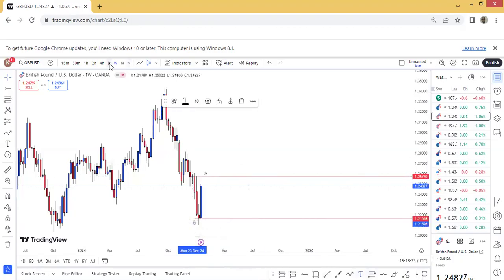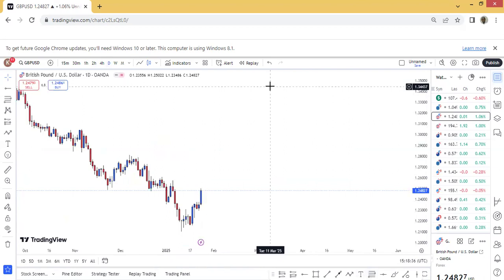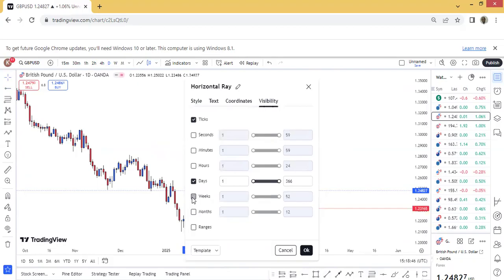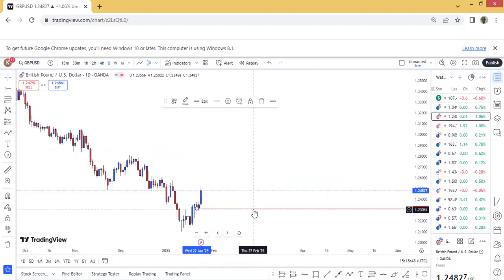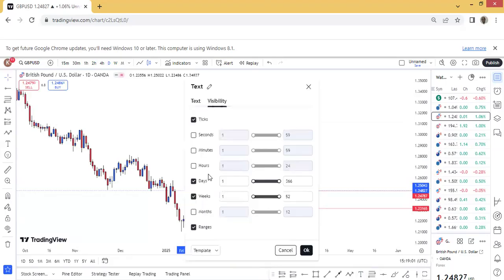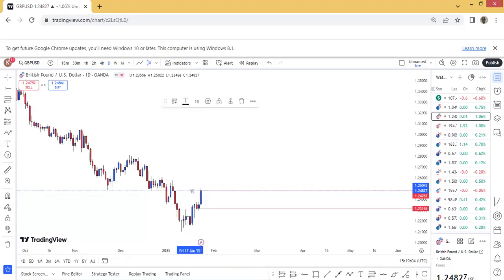So quickly we go to the daily. We are bullish on the daily. Let's label it higher high, and higher low. Okay, so we are bullish here.